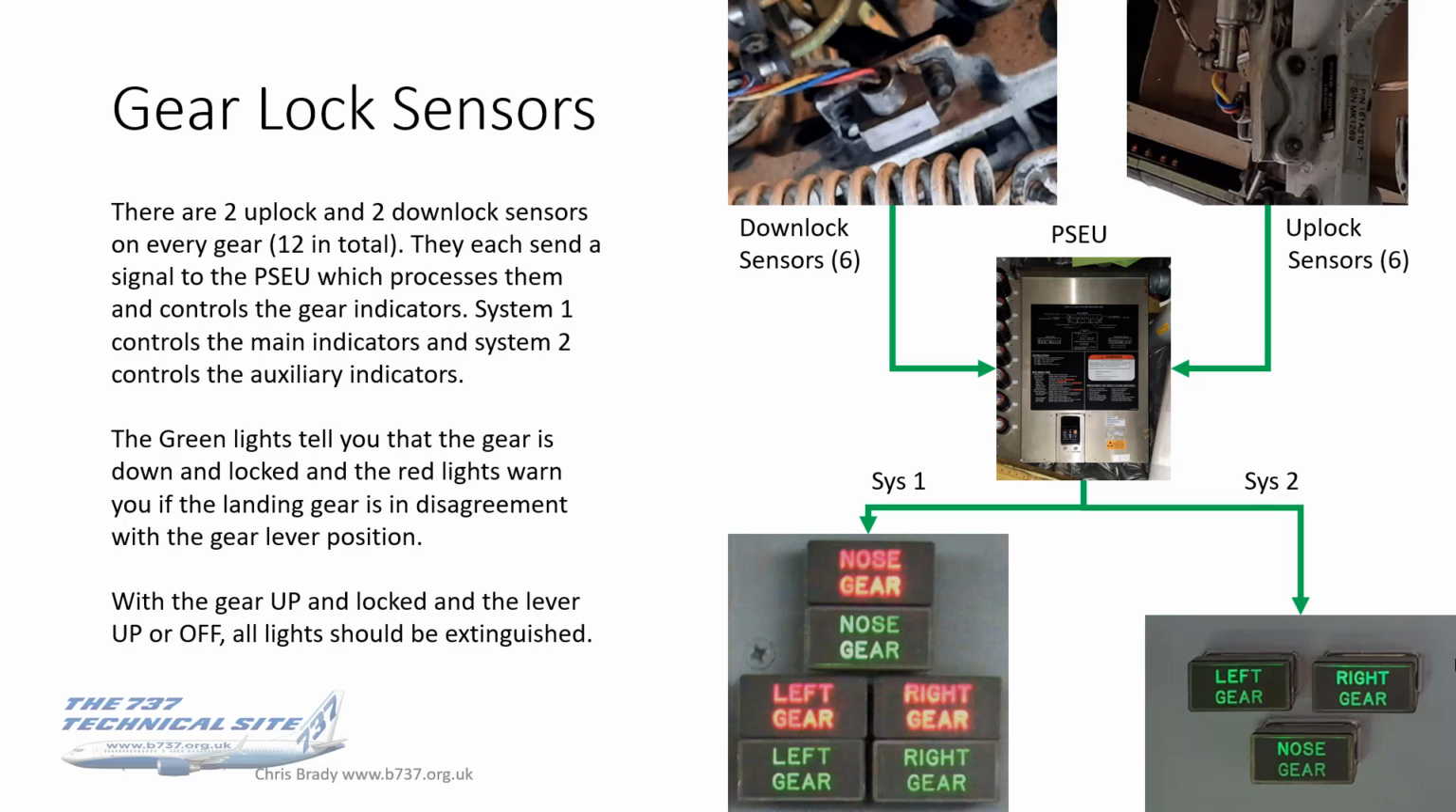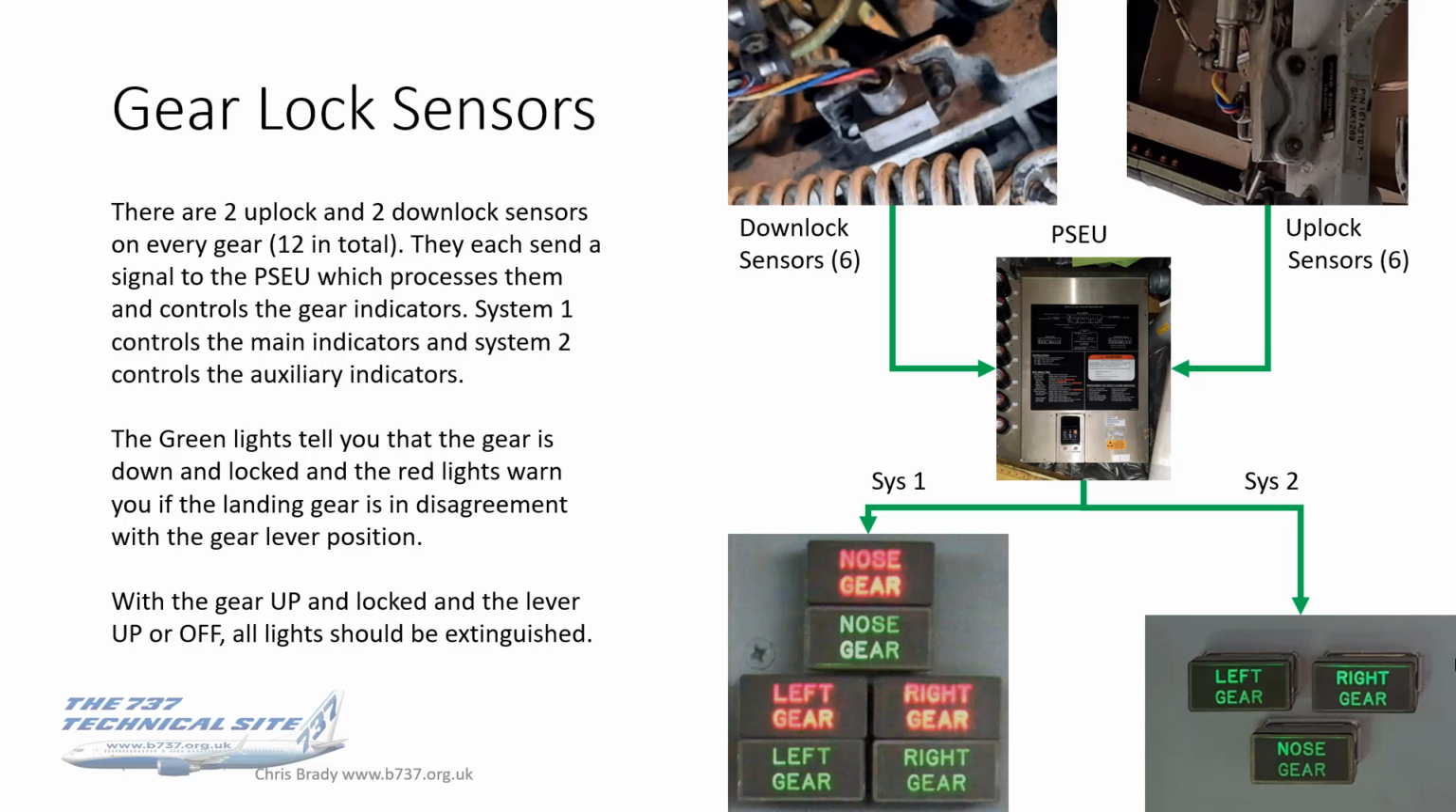Gear position indicating and warning. So there are 2 uplock and 2 downlock sensors on every gear. So again, these are not the weight on wheels ones that we saw earlier, down just above the wheels. These are up near the top of the landing gear. You go into the wheel well, you can see them. They're labelled, but just look for any sort of wires going into things, and they will undoubtedly lead you to these sensors. So there's 12 of those in total.